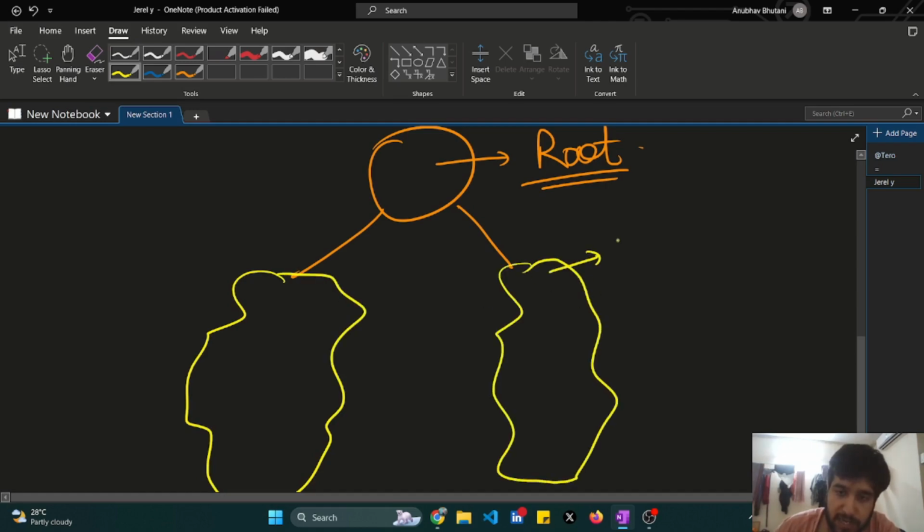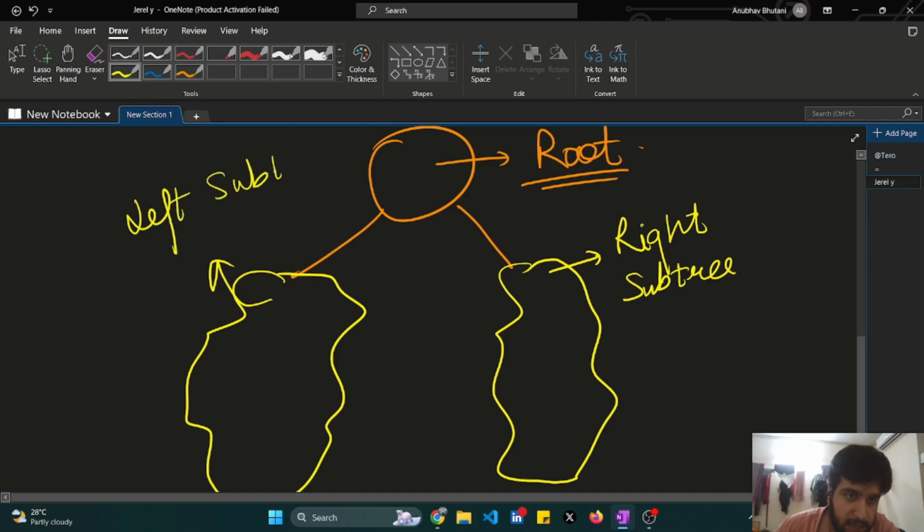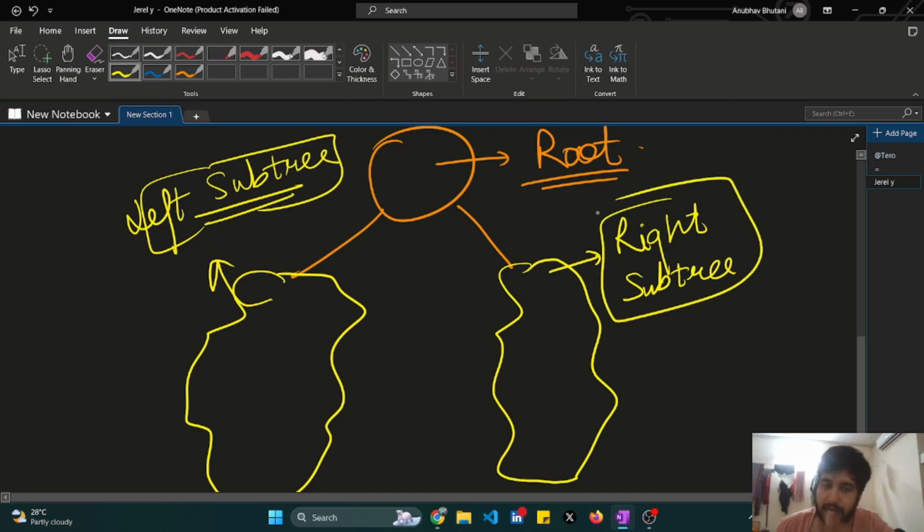There are two of my subtrees. Let this be the right subtree, and this is the left subtree. Okay, right subtree and left subtree.